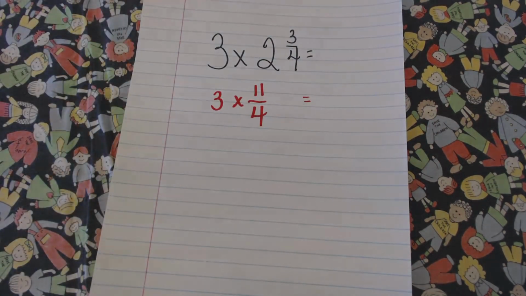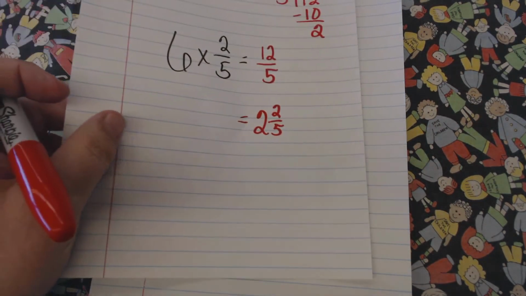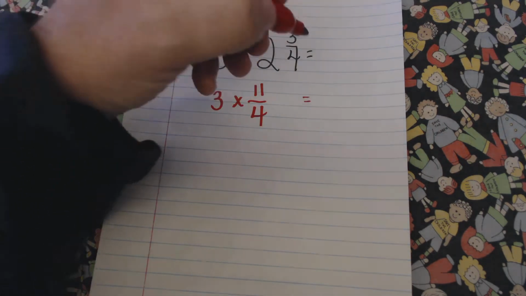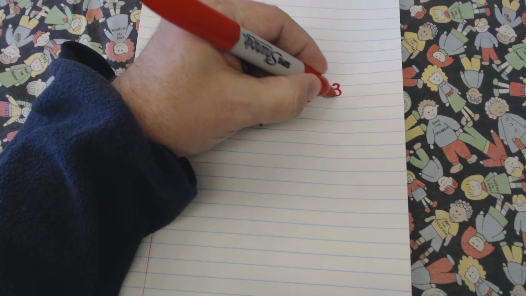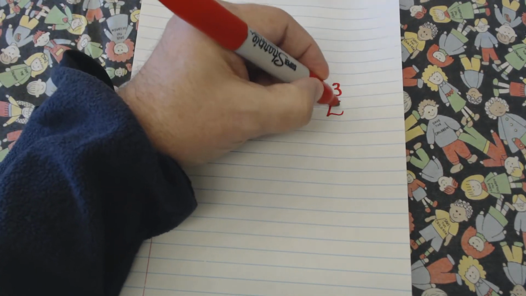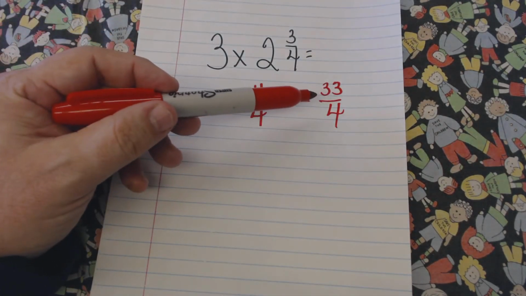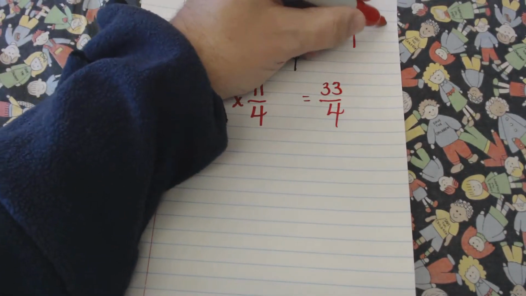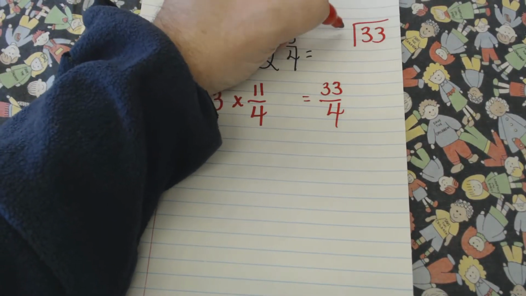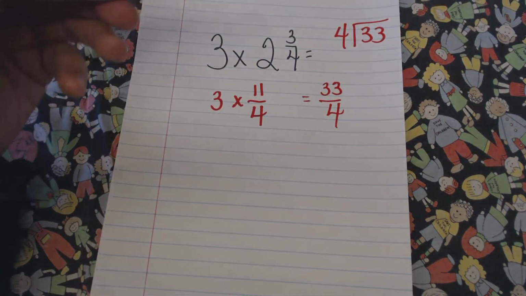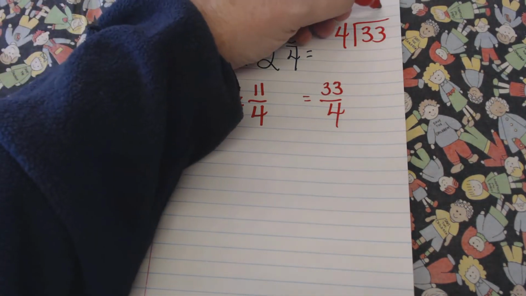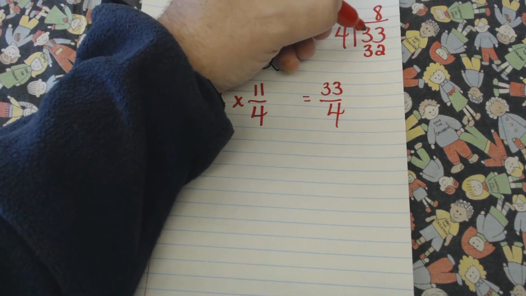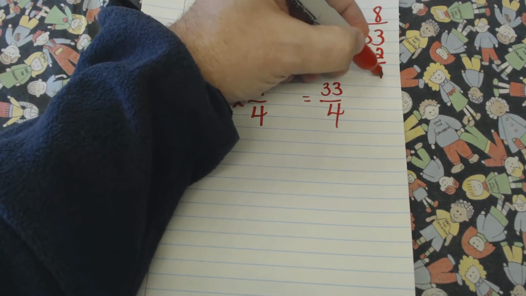What does that equal? Well, that becomes a problem just like what we solved before. 3 times 11 is 33 over 4. We now have an improper fraction that we need to convert into a mixed number. So 33 divided by 4. How many 4s are in 33? 8. 8 times 4 is 32. 33 minus 32 is 1.